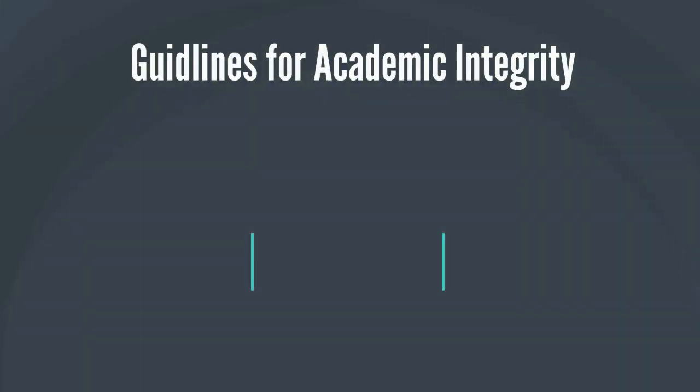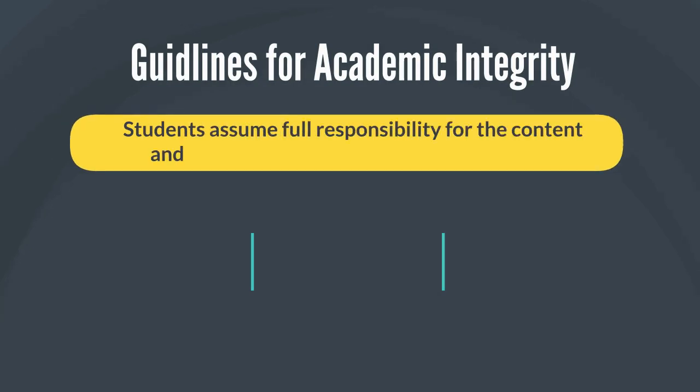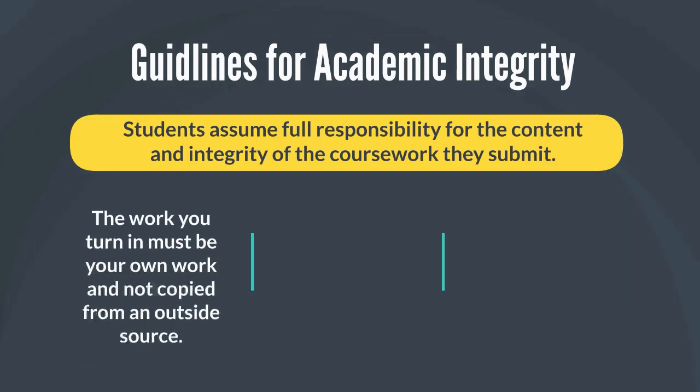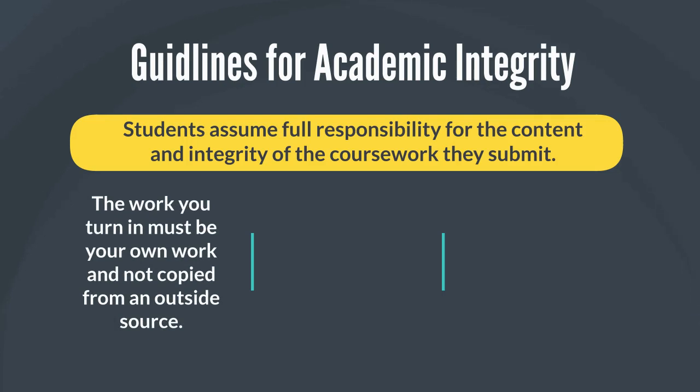Guidelines for academic integrity. Students assume full responsibility for the content and integrity of the coursework that they submit. The following are guidelines to assist you in observing academic integrity. You must do your own work and submit only your own work on exams and assignments unless otherwise permitted by the instructor. This means you should not use any outside resources unless you're permitted to.